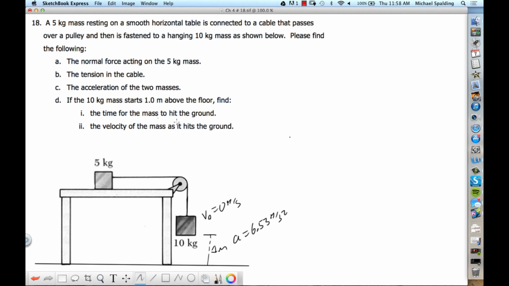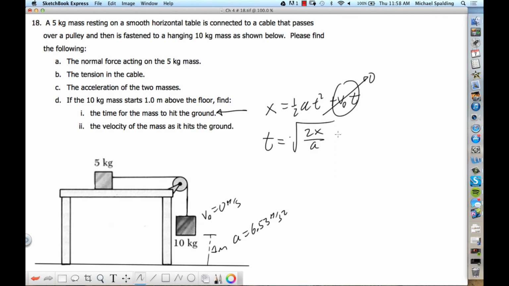What would be the time for the 10 kilogram mass to reach the floor? This is kinematics. We don't have V final, so go X equals 1/2 AT squared plus V initial T. V initial is 0, so now you can solve this for time: 2x over A. So that's 2 times, technically it's negative 1. Why is it negative 1? Because the mass goes down, but the acceleration, actually, you know what? I take that back, guys. Who can correct me?